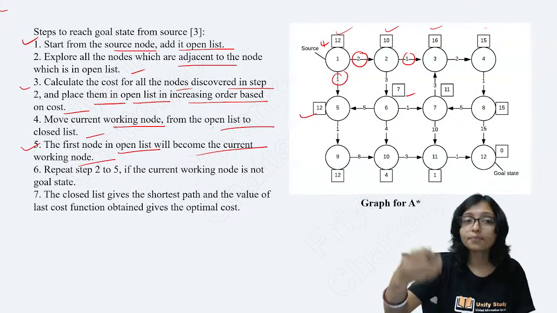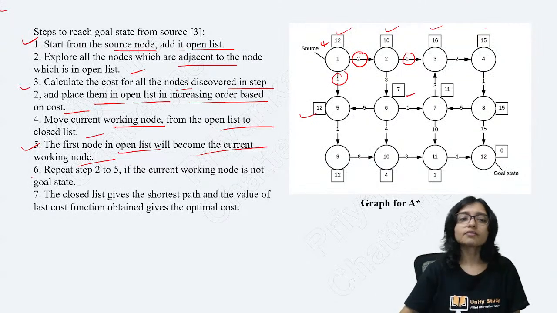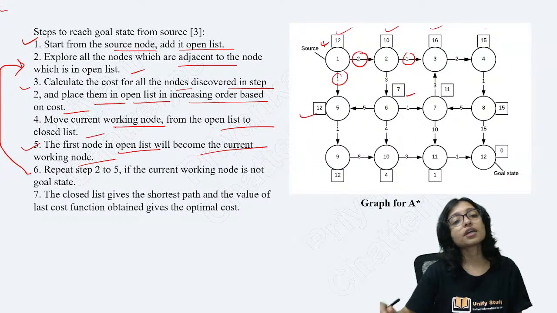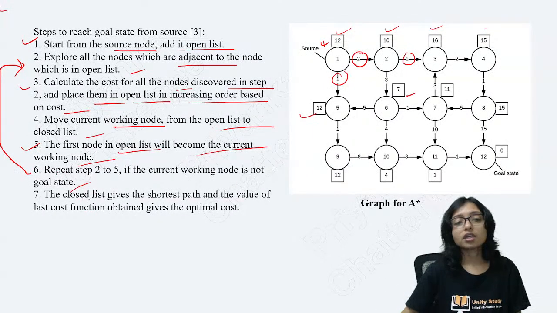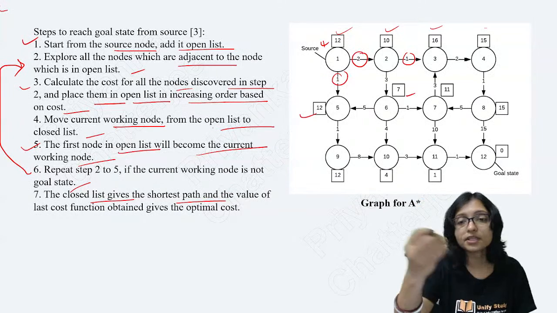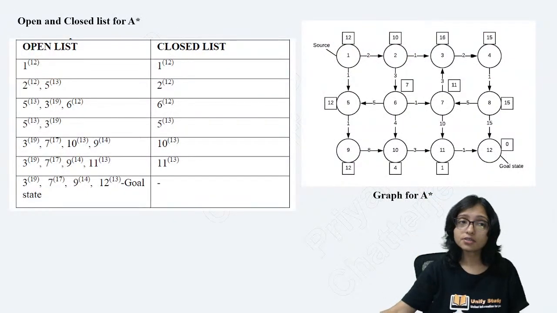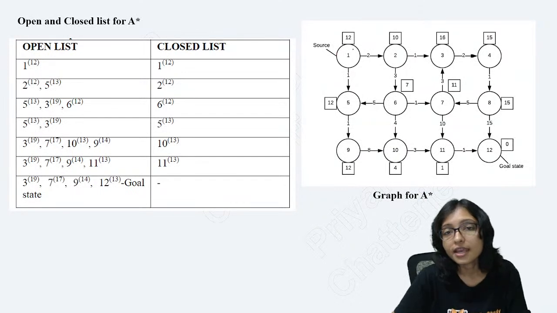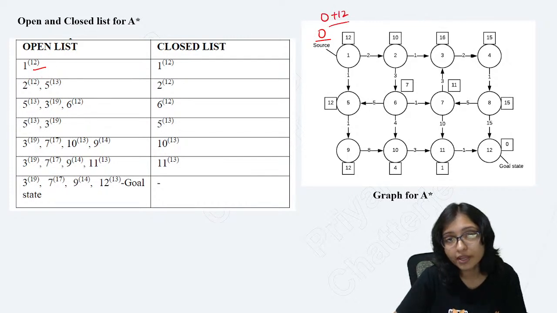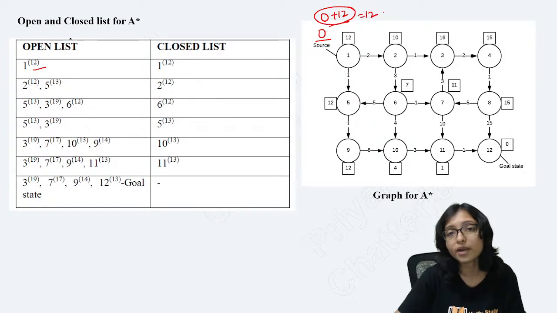Which one is the minimum? That one will be the current node now. Repeat this step until you reach the goal. The closed list gives the shortest distance. Concept is the same. What is the difference, ma'am? The difference is here. Whenever you start with 0, but here I will start with 12, because 0 plus 12, that is my heuristic value, will also be added. That's why this is 12 now. And now I am placing it into the closed list.